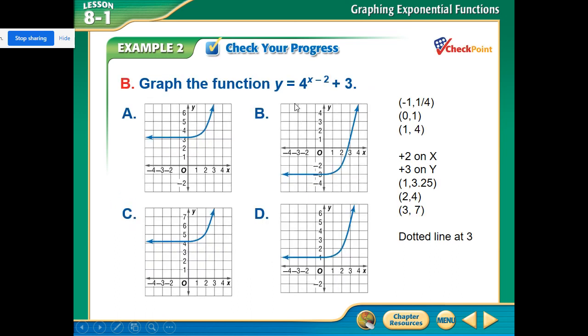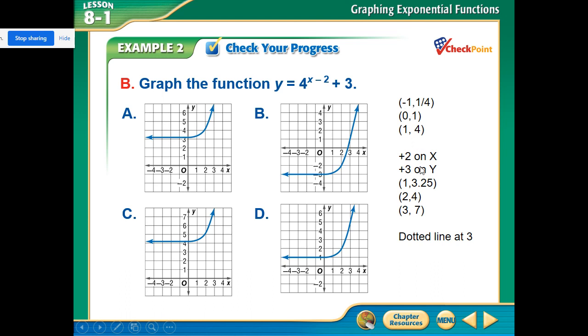So trying another one, here's a 4. So I do -1, 1/4, and then 0, 1, and then 1, 4. Now I have 2 movements. I'm going to do a +3, so my dotted line is at 3. And I'm also going to do a +2. Remember, it's opposite. So +2 on x and my +3 on y. I did them both at the same time here.